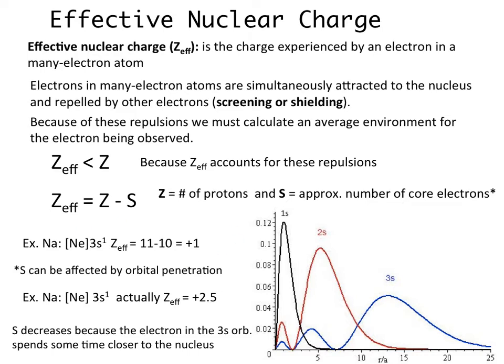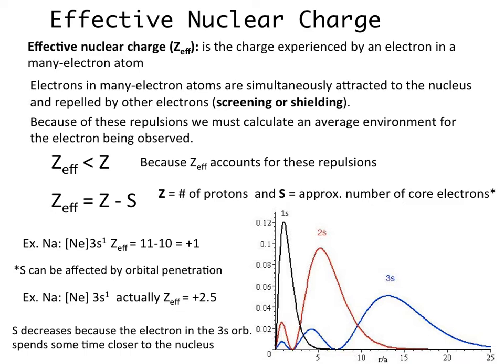So how would we calculate the effective nuclear charge for sodium? We know that sodium has 11 protons because its atomic number is 11. We know that it has one valence electron, so the number of electrons and protons needs to be equal in a neutral element. So we know that 10 of those electrons are core electrons, so that's why we have our S value as 10. We subtract these two, and our effective nuclear charge is therefore +1 for sodium.